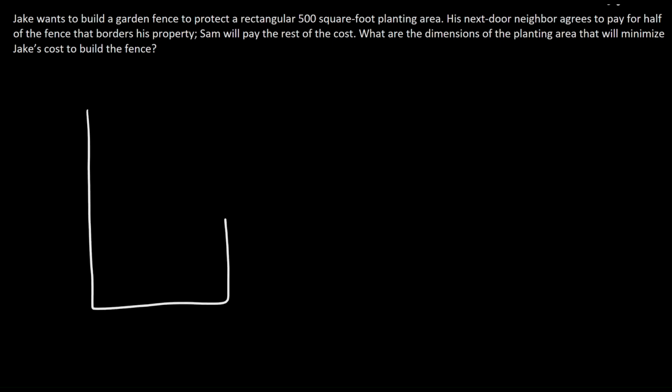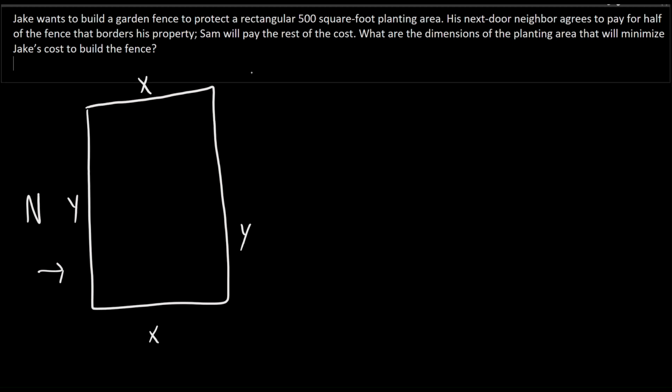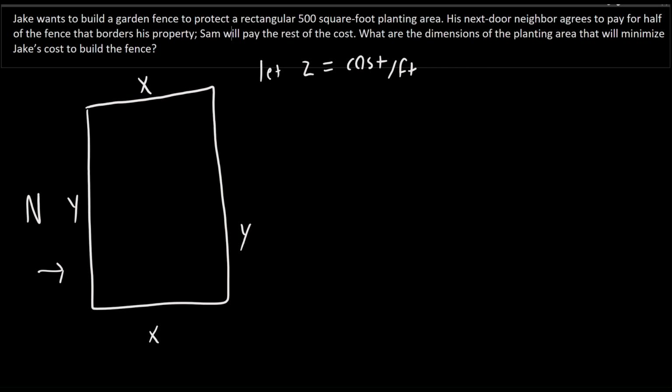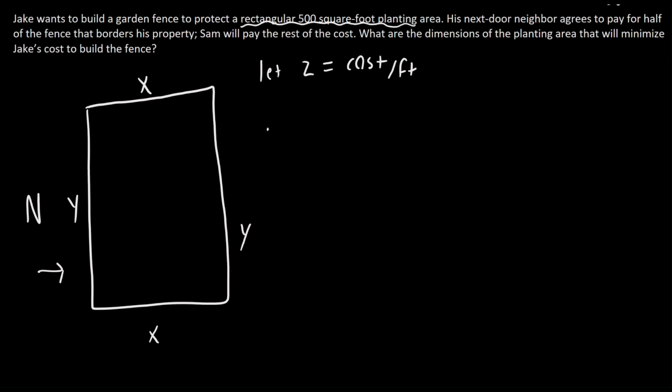So let's say this is the garden fence, and the neighbor will pay for half of this side. So we could just label it x, y. The question doesn't give us how much the fence costs per foot, so we're just going to let z equal the cost per foot. The question gives us that the rectangular planting area is 500 feet squared. And the question's asking for the dimensions of the planting area that will minimize Jake's cost to build the fence.